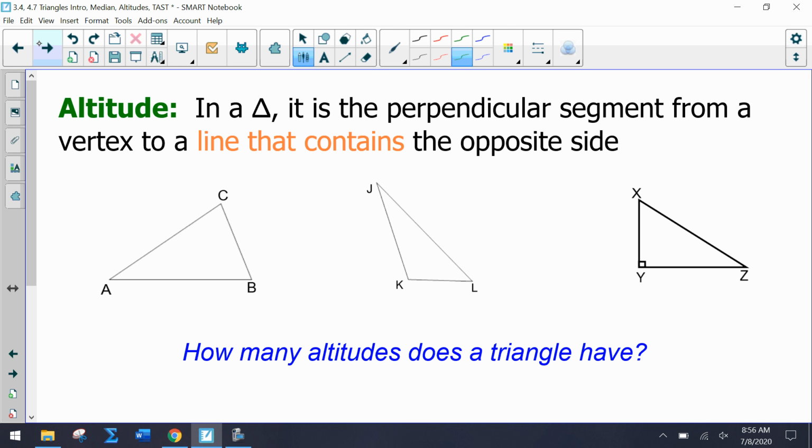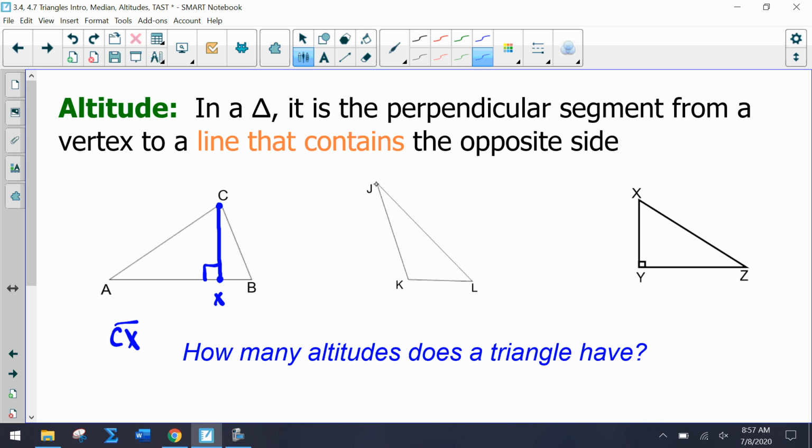And then we have something called an altitude. And an altitude is the height. So in a triangle, it is the perpendicular segment from a vertex to a line that contains the opposite side. So I'm going to start with this one. I have C here and I have AB, but I want to draw a perpendicular segment. So I could say CX is an altitude, okay, because it's the height. Right?